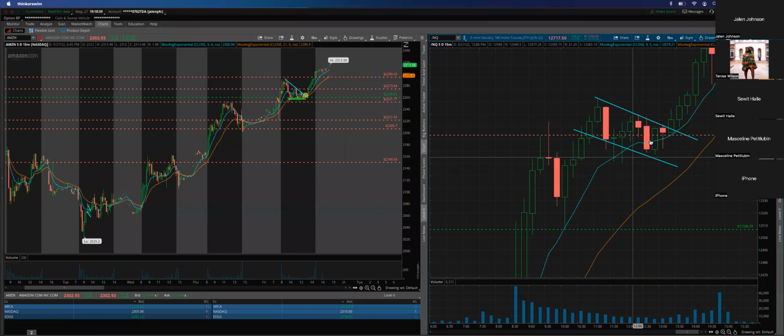Okay, does everybody know what this pattern is right here on NASDAQ? If you know what it is, say what it is. Okay, a bull flag. All right, good.